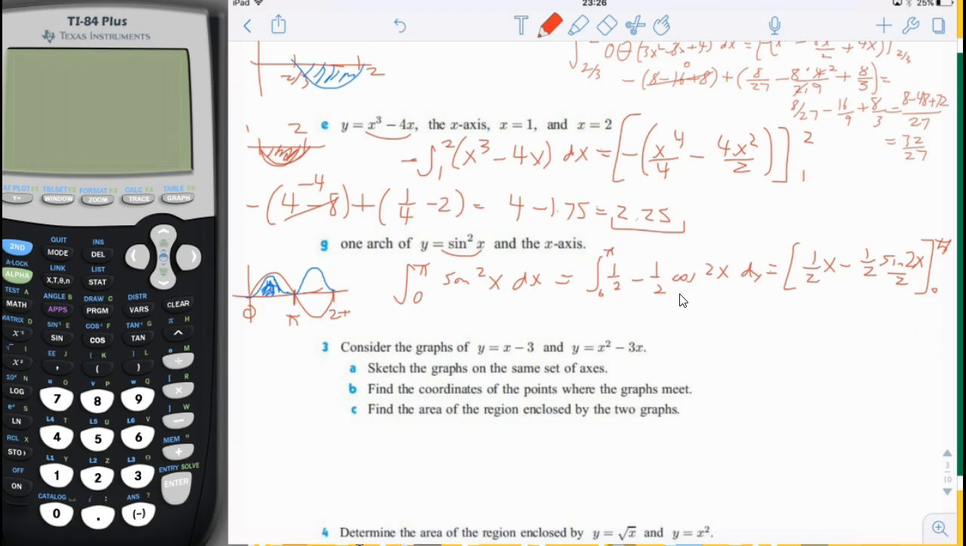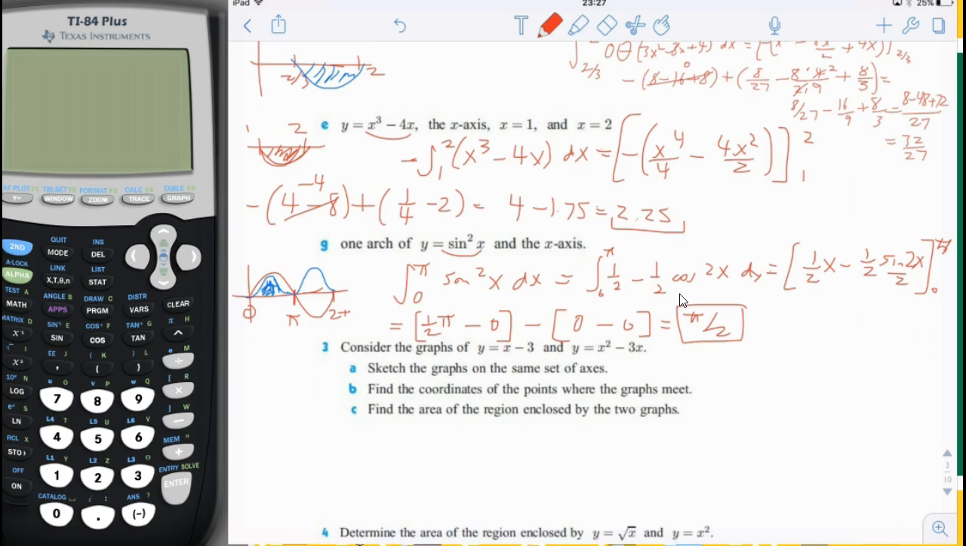So let's evaluate this now. First we'll substitute pi in. So we'll have 1/2 pi minus 1 over 2 sine 2 pi, which is just 0, so the whole thing just disappears. And then we subtract the value when we plug in 0 for everything. So it'll be 0 minus, and sine of 0 is just 0 again. So in the end, we're just going to get pi over 2.